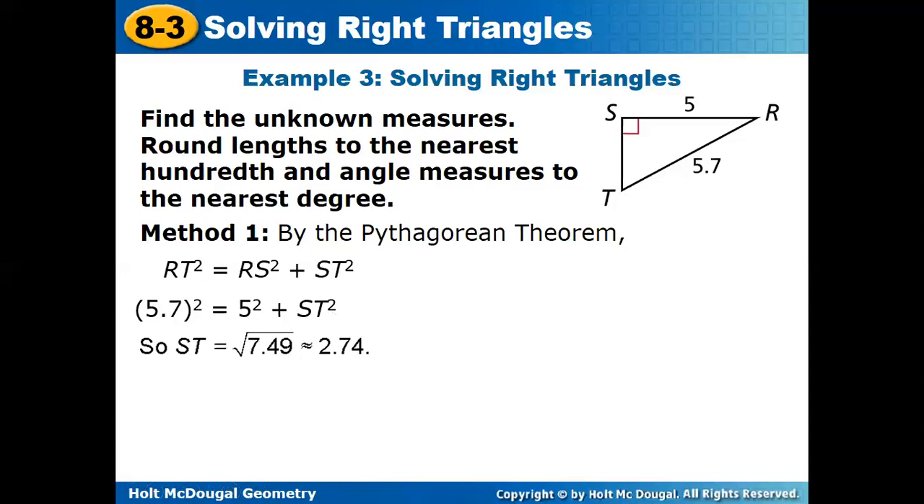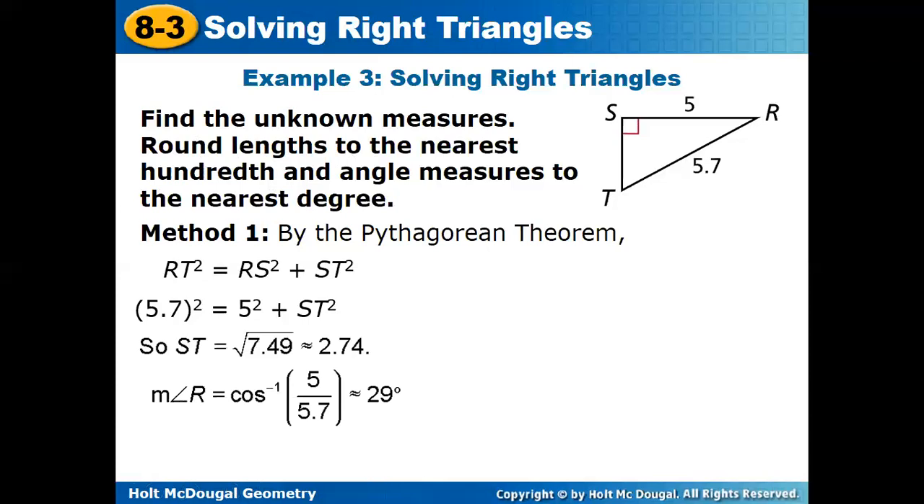Yes, because ST represents the length of a side, and the length of a side cannot be negative. So we will use only the positive square root to cancel this power 2. It will be approximately 2.74. Remember in the question, round the length to the nearest hundredth.